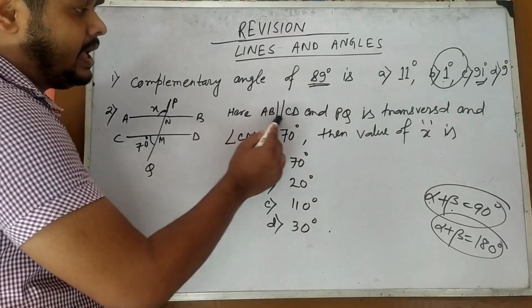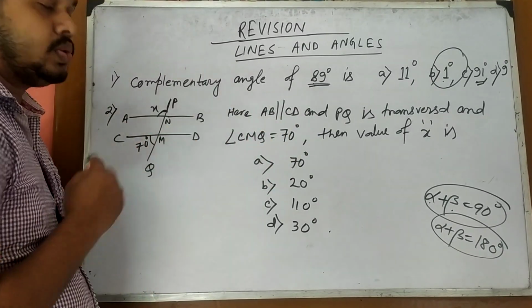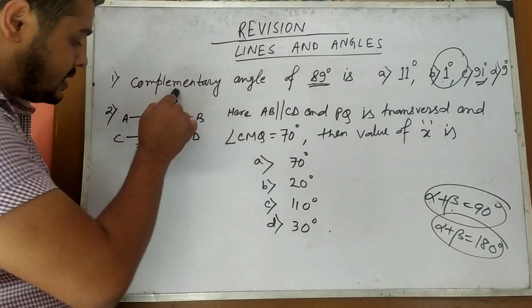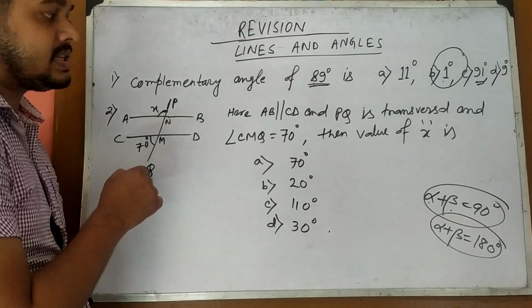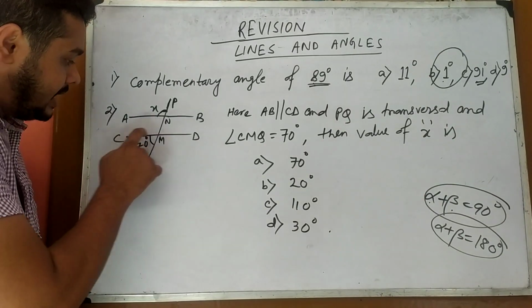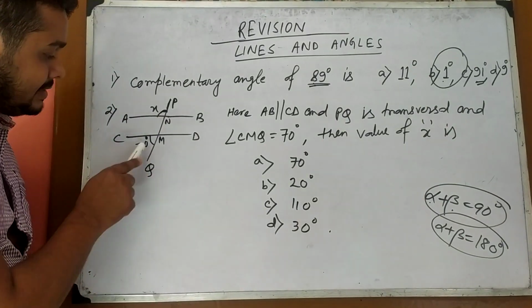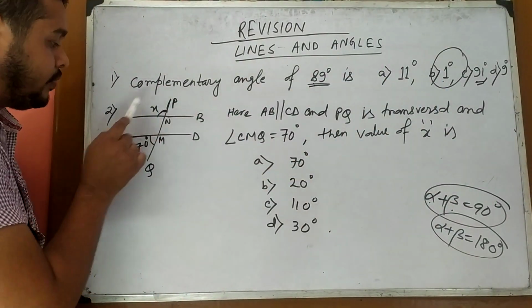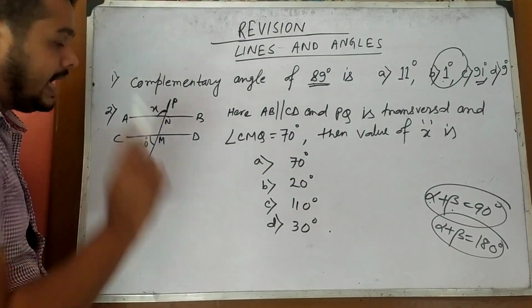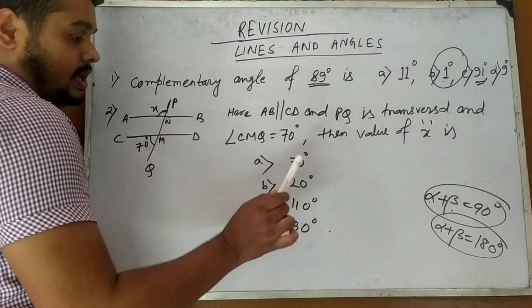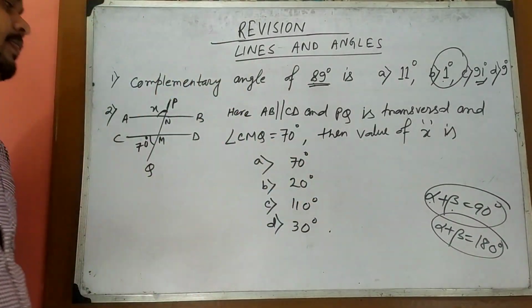Okay, we are coming to the next problem. Here it is given AB parallel to CD. Two lines are there, AB parallel to CD, and PQ is the transversal. Angle CMQ is 70 degree. Then the value of x, that means we have to find the value of angle ANP. Four options are there: 70 degree, 20 degree, 110 degree and 30 degree.